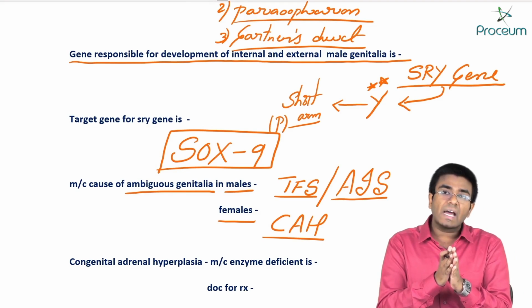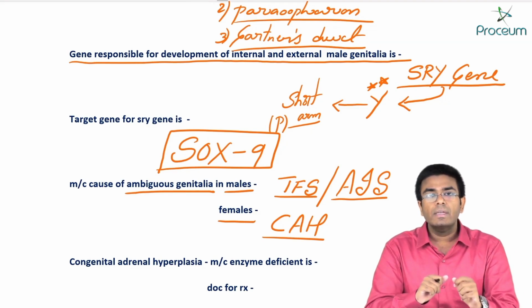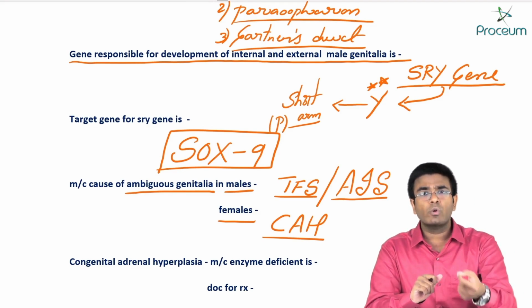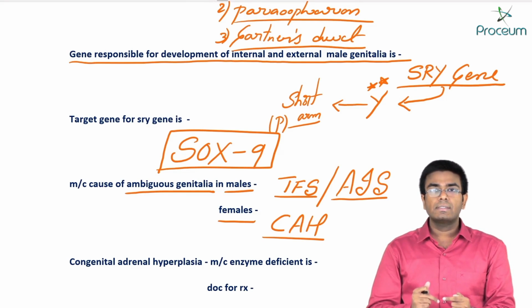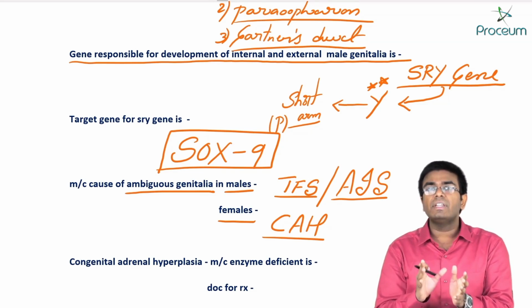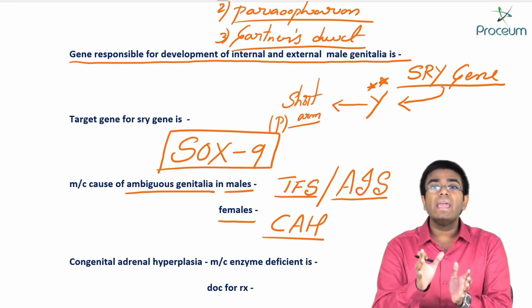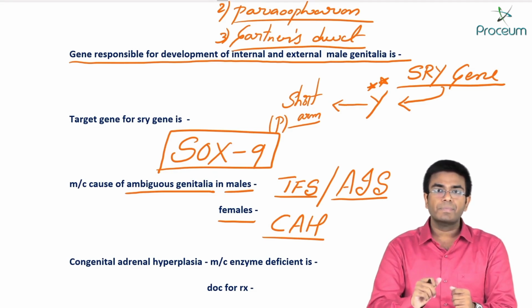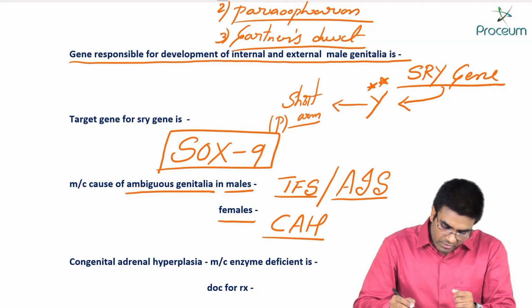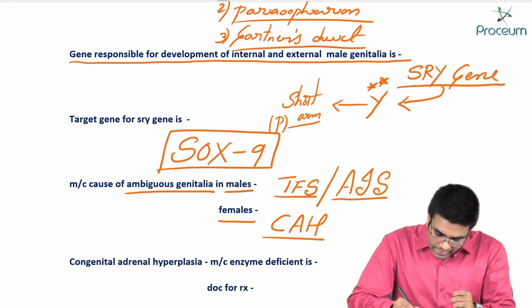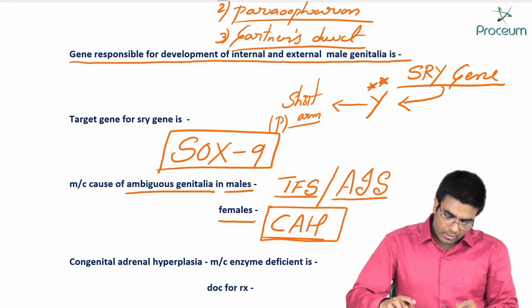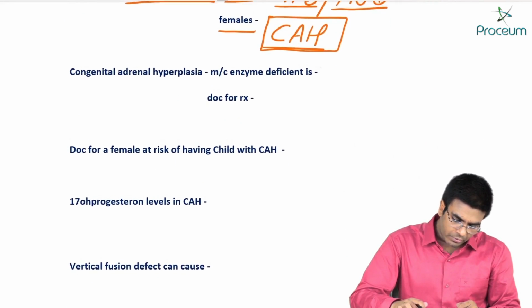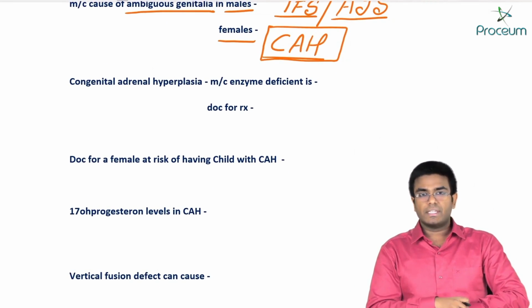So whenever there is adrenal hyperplasia, more androgens are going to be produced, and these androgens in a female fetus will cause ambiguity, or male-like external genitalia. So the most common cause of ambiguous genitalia in a female is congenital adrenal hyperplasia. Now let's discuss some important MCQs about congenital adrenal hyperplasia, CAH.